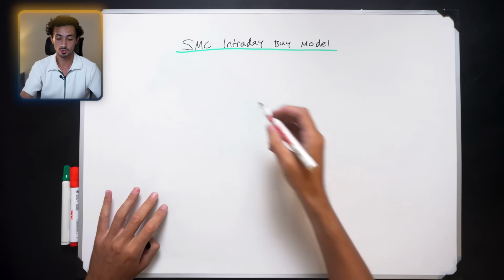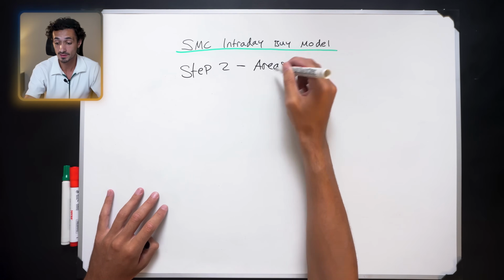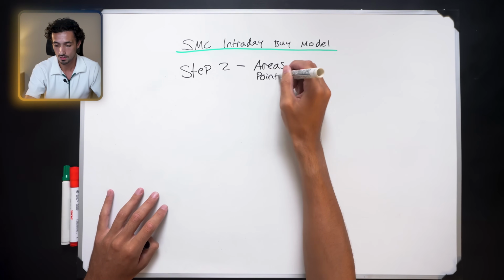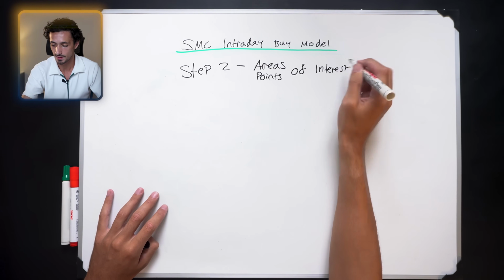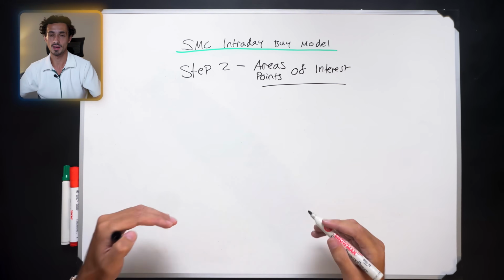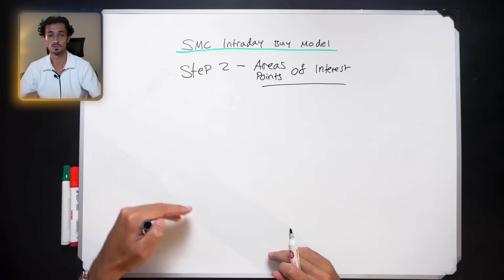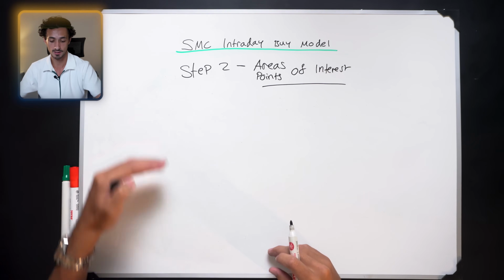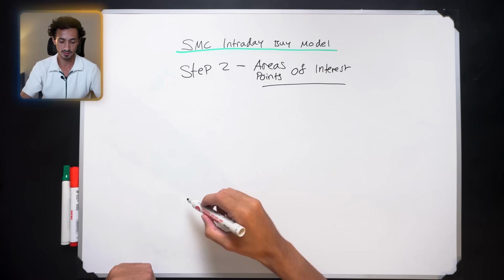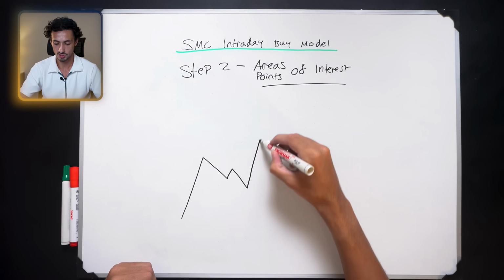Now moving on to step 2 is all about areas or points of interest. What that means very simply is an area of price that we are looking to get involved in. It's not enough to know that price is going to trade higher. It's not enough to know that price is going to trade lower in a bearish market. Because what a lot of traders make the mistake of doing is, let's say we have a bullish market like this, and price is trading higher.